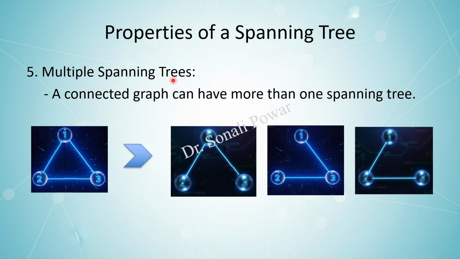The next property is multiple spanning trees. A connected graph can have more than one spanning tree. If you observe this example, this graph can have a maximum of 3 possible spanning trees.